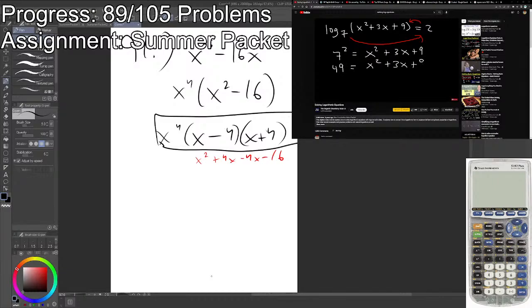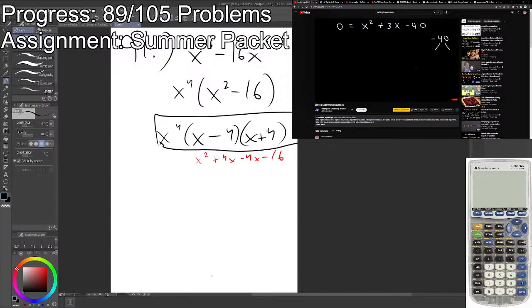And let's subtract both sides by 9. So 40 is equal to x squared plus 3x. Let's move the 40 to the right side. So x squared plus 3x minus 40 is equal to 0. Now what two numbers multiply to negative 40 but add to 3? This is going to be 8 and negative 5. So this can be factored to x plus 8 times x minus 5. So x is equal to negative 8.